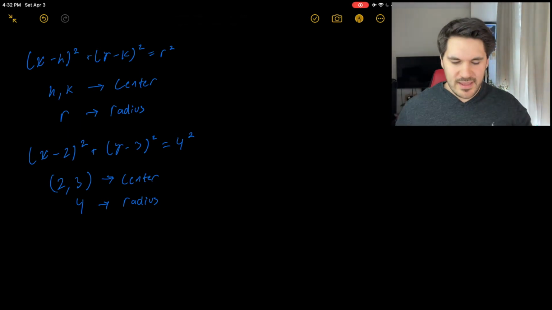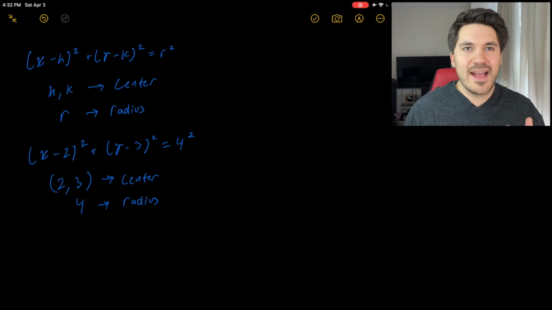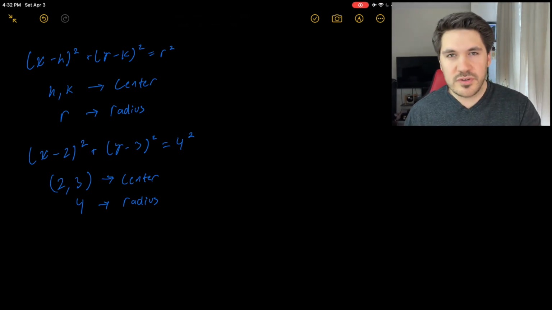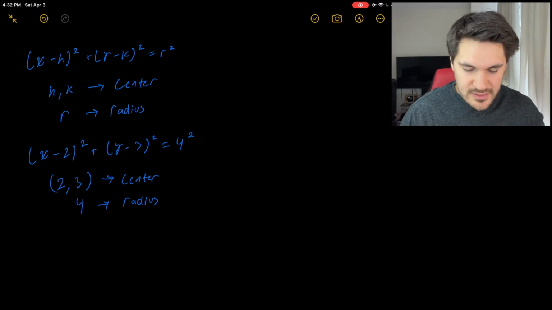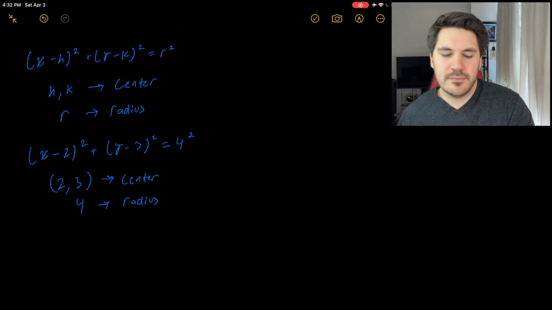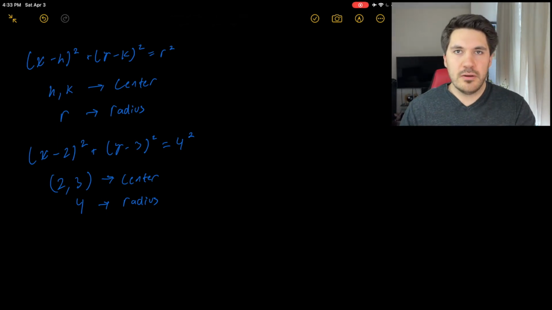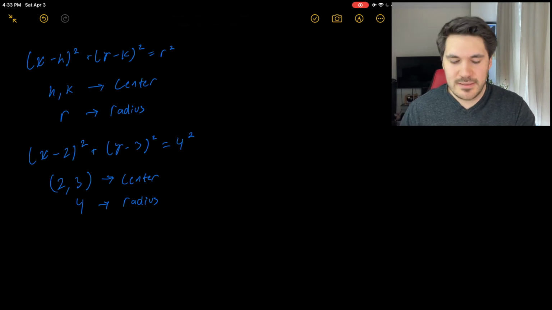Simple as that. Now, they could have rewritten this in a slightly different form. For example, instead of (x minus 2) squared plus (y minus 3) squared equals 4 squared, they could have instead said that it equaled 16. Well, that 16 is equal to r squared. So r would be essentially the square root of 16, so it would still be 4. Same thing, because 4 squared is equal to 16.